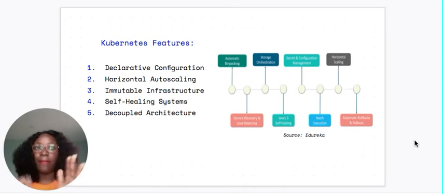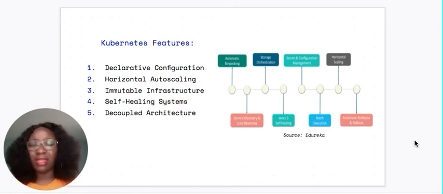It cannot go and patch your system for you. It would rather remove it and spin up a new one, right? Self-healing systems. So if your pods are going down, Kubernetes has a way of trying to fix things for you. This list is not exhaustive. This is just for you to have an idea of what Kubernetes does.